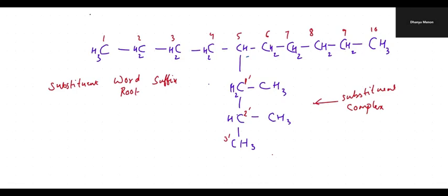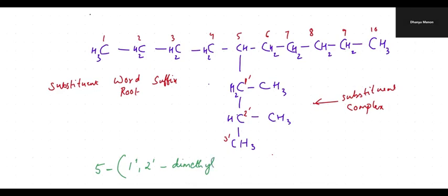Anyway, let's see: 1, 2, 3, 4, 5, 6. Oh, the attachment is from the sixth position, so we won't use this numbering. We will use the red numbering. Okay, at the fifth position, the attachment is there, or the substituent is there. And what is the name of the substituent? That is also branched. So at 1 dash and 2 dash, we have methyl groups. So 2 methyl groups are there. So 1 dash 2 dash dimethyl.